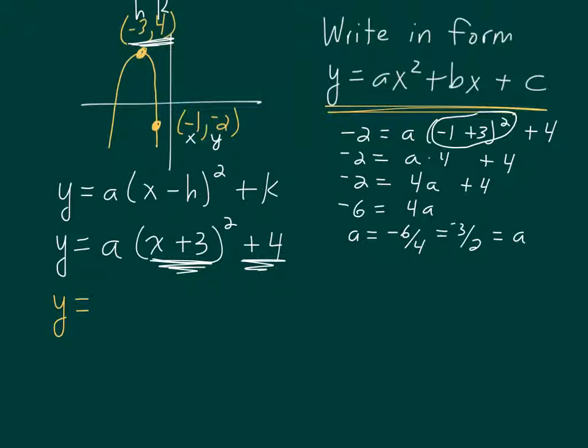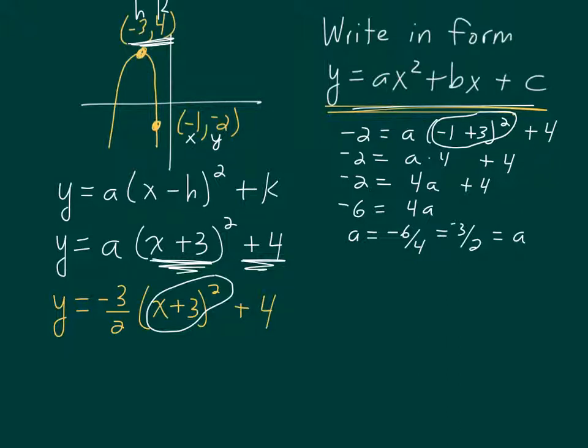So our y equation, we have y equals negative 3 halves times x plus 3 quantity squared plus 4. Now we could stop there if they told us that we wanted our final answer in vertex form. But again, we are told we want it in standard form. So we have to clean this up a little bit. It can be a bit tedious, but you know enough math to be able to do this.